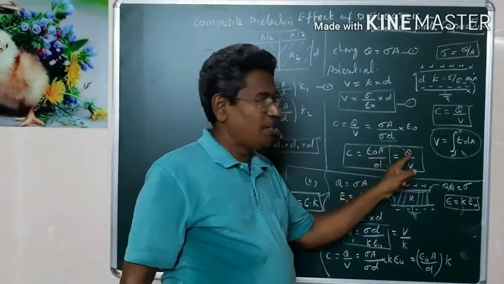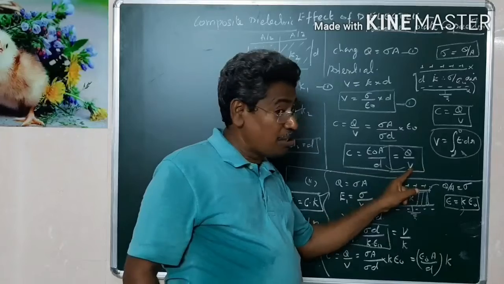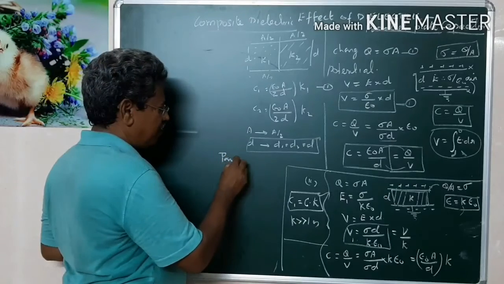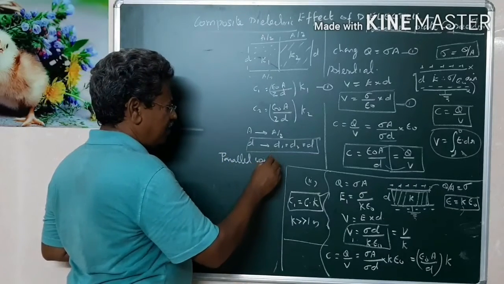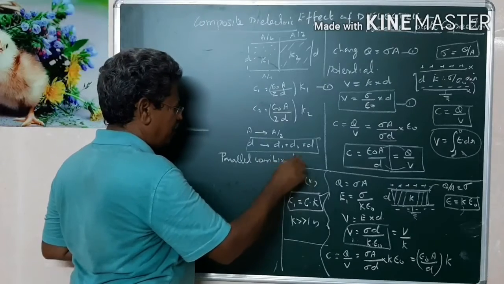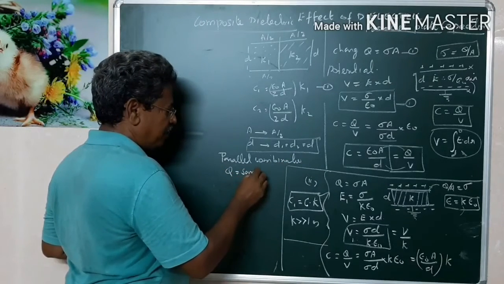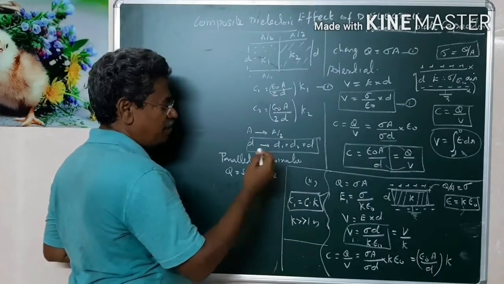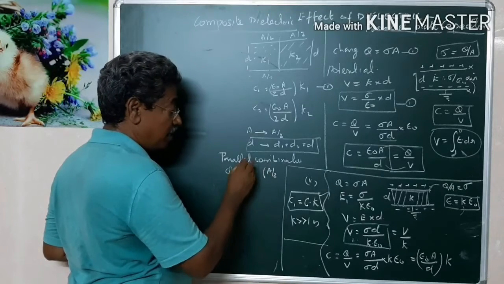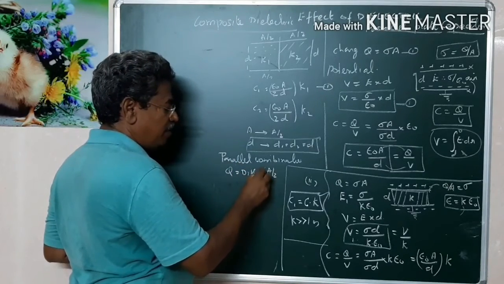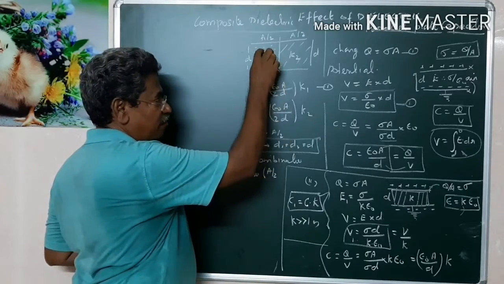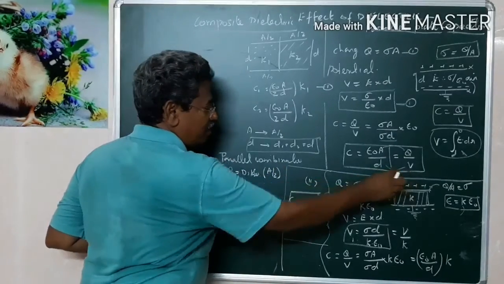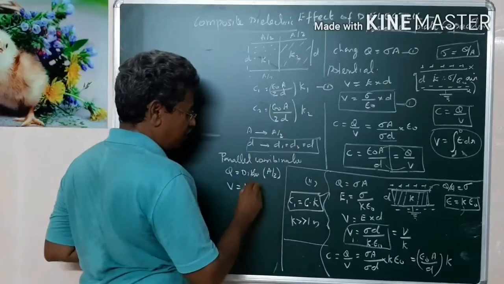Whenever the area changes, the charge will change. Whenever the charge changes and the potential does not change, this is called parallel combination. Therefore in any parallel combination, the charge Q is different, because in our case A differs. Here the charge is Q by 2, here the charge is Q by 2, therefore Q differs. But potential depends upon D, and for both the cases D is the same, therefore potential remains the same.